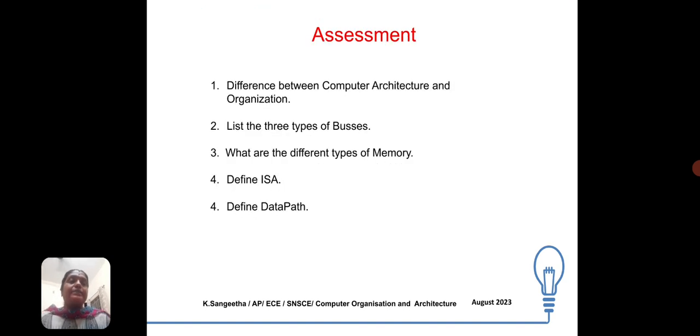And there is an assessment. The first question is: the difference between computer architecture and organization, and list the three types of buses. We have already seen that buses are the pathways to transfer the data. And what are the different types of memory? Primary and secondary memory. So you have to list out the different types of memory under this category. Define ISA and define data path.